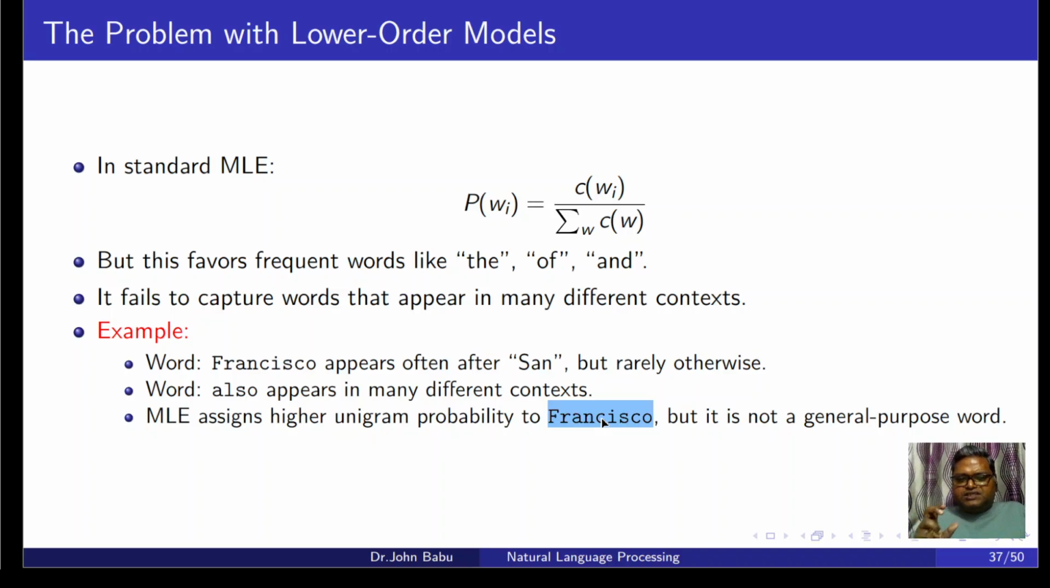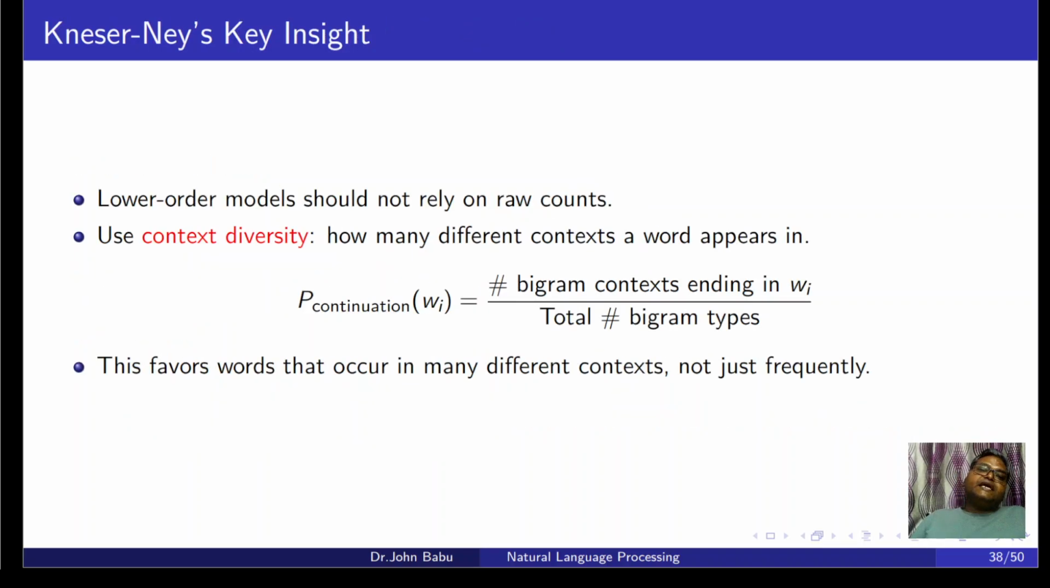The thing is, we should not depend only on the count, but we should also see the context. Francisco is occurring, but in what context? When San is there. If there is no San, there is no Francisco. So we should assign the probability to Francisco not only on the count, but also on the context in which it is occurring. This type of smoothing is known as Kneser-Ney smoothing.